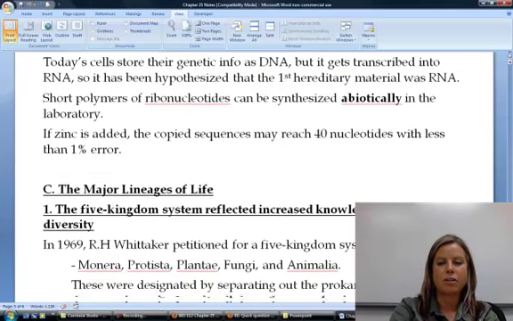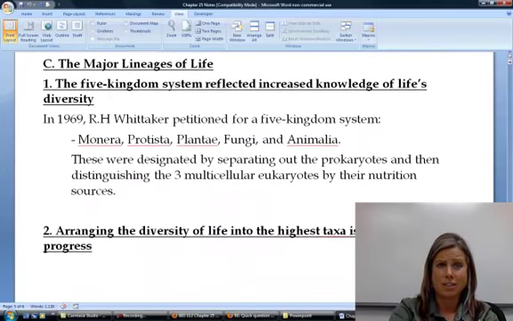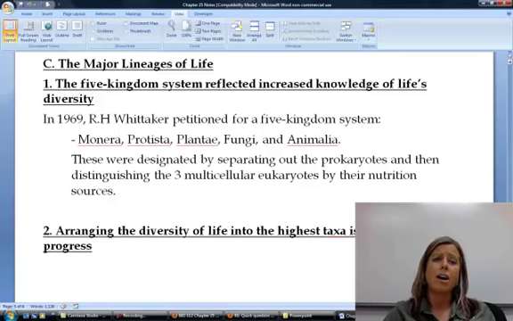Now, the last little part here that we're going to talk about is just how you organize all of these different things that are living on Earth. And so originally what they came up with was a 5-kingdom system in 1969. And so those kingdoms were Monera, Protista, Plantae, Fungi, and Animalia.